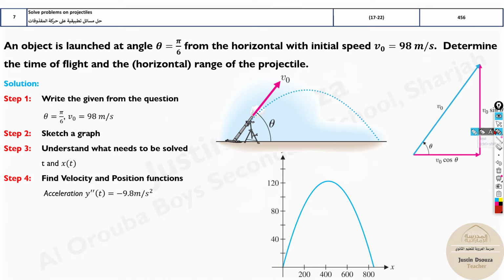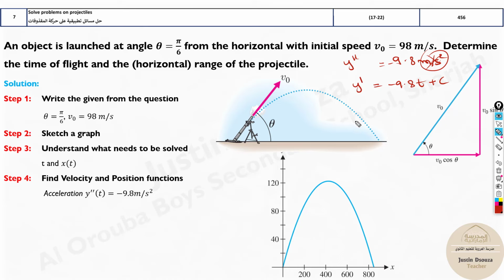Now, what is the acceleration due to gravity? That is given as y double dash with respect to time. It's always negative 9.8 meters per second squared. This is always constant. Now, what happens when you integrate it? When you integrate it, you will be getting negative 9.8 t plus c, right? Now, what is the c?